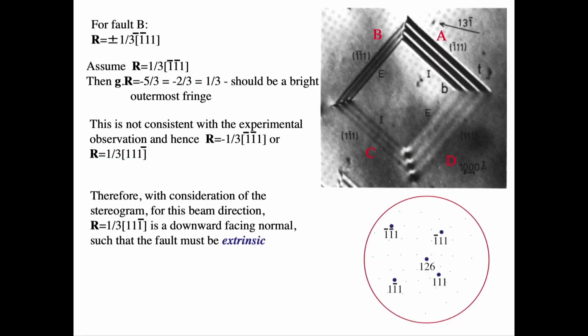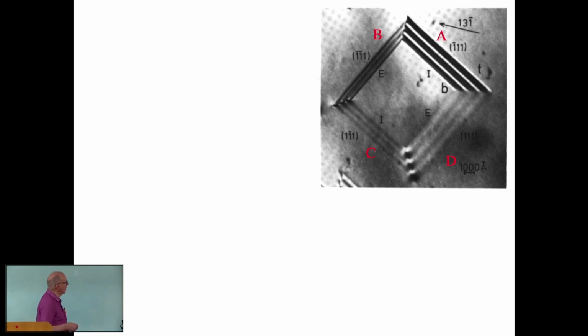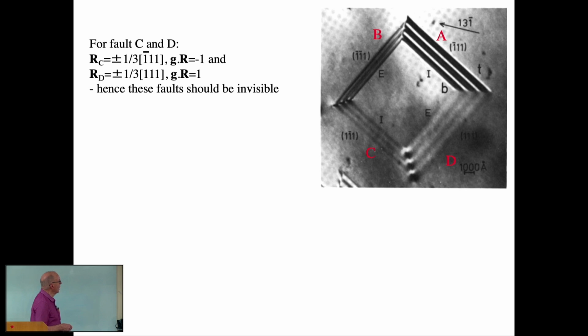And so, again, if we look at the stereogram, for this being the direction, the 1/3 [1, 1, -1] is a downward facing normal, such that the fault must be extrinsic. So we have an intrinsic and an extrinsic. And for fault C and D, we have plus or minus 1/3 [-1, 1, 1], G dot R is minus 1, and for the D fault, 1/3 [1, 1, 1], G dot R is 1. So these faults should be invisible.